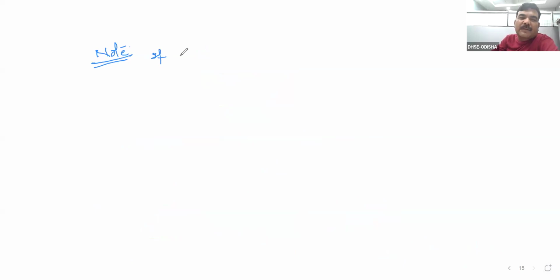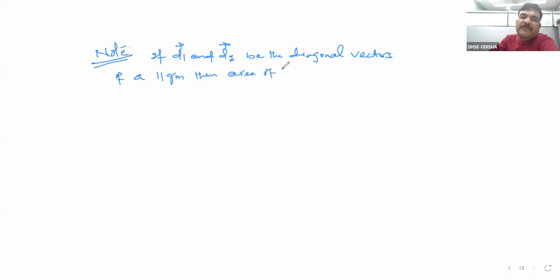If d1 bar and d2 bar be the diagonal vectors of a parallelogram, then area of the parallelogram is half of the magnitude of d1 cross d2. Okay, come to the explanation.